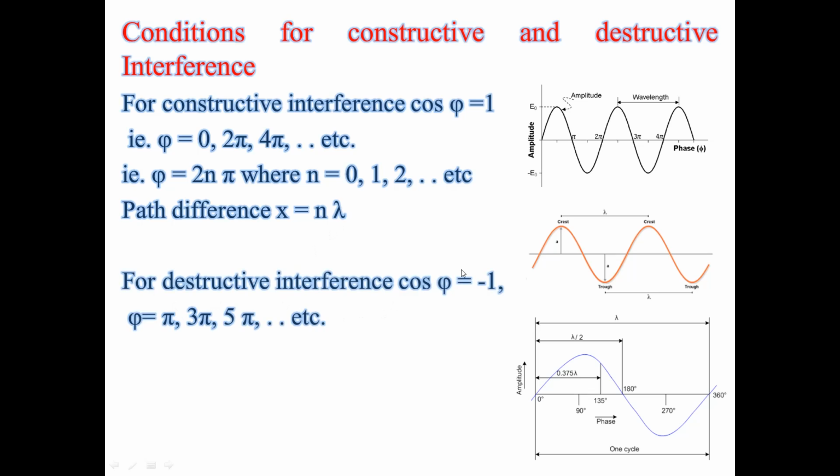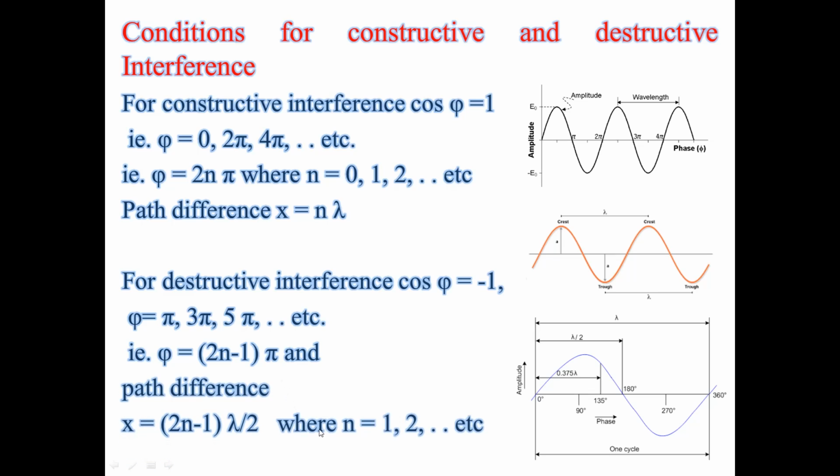For destructive interference, the intensity should be minimum, or cos phi should be minimum, that is minus 1, or phi is equal to pi, 3 pi, 5 pi, etc. Or phi is (2n minus 1) pi, where n equals 1, 2, 3, etc. And the corresponding path difference is (2n minus 1) lambda by 2.